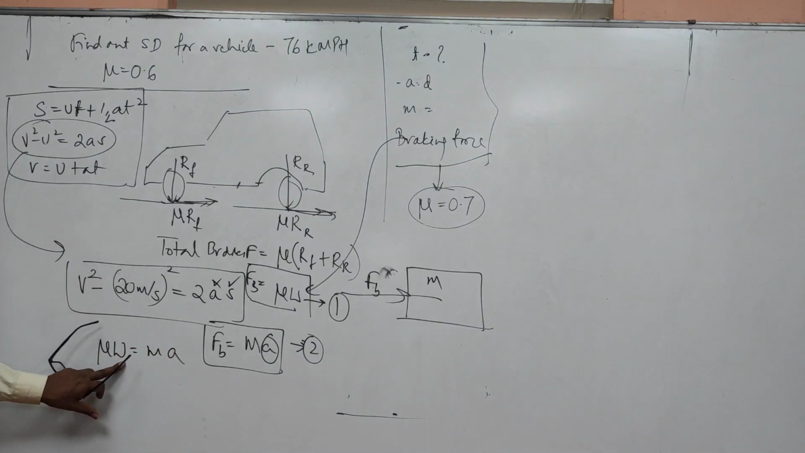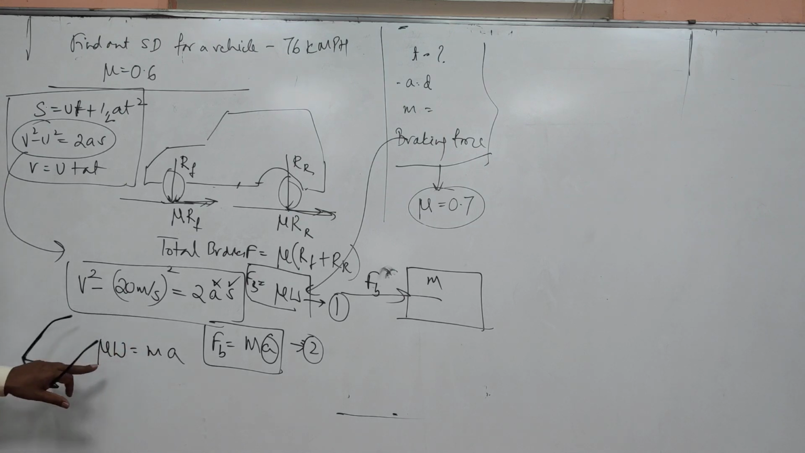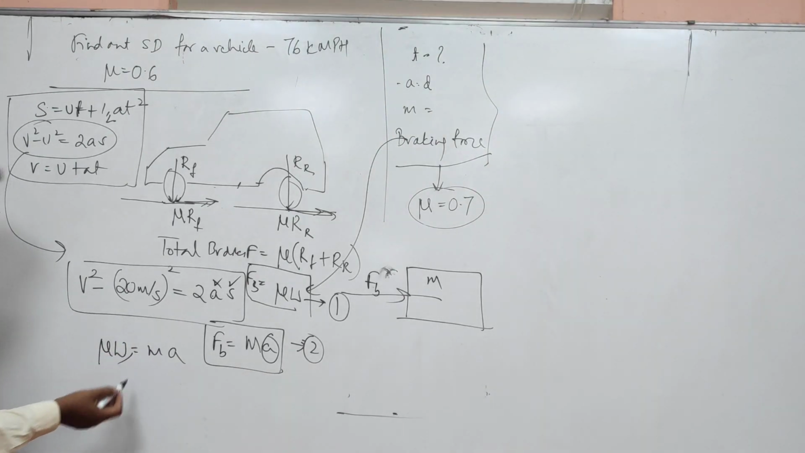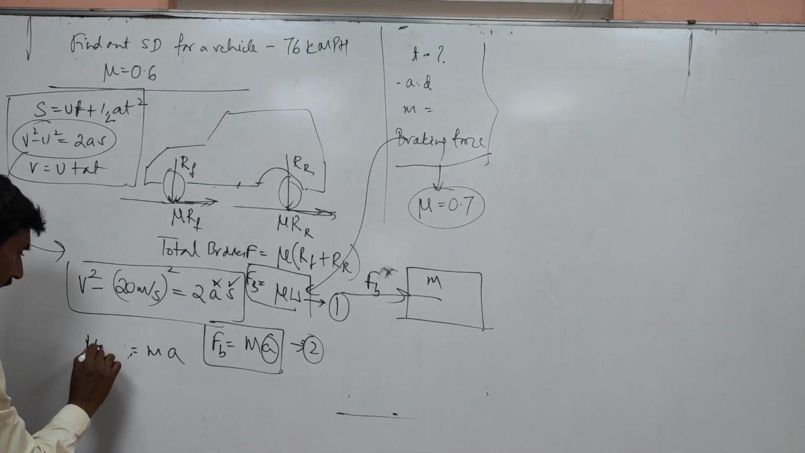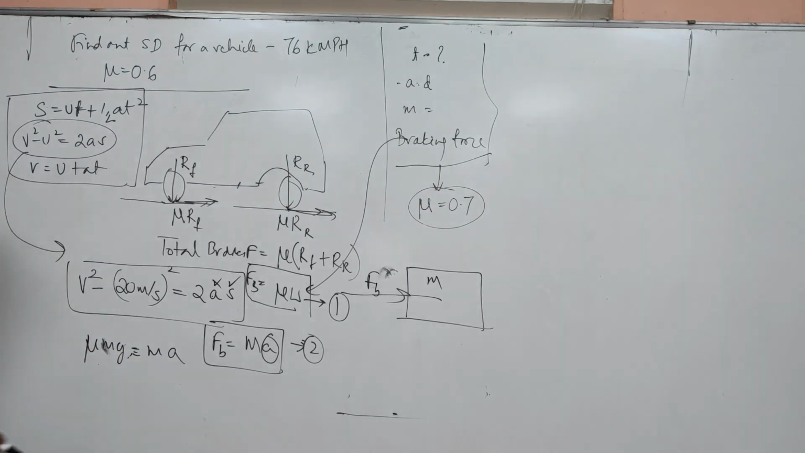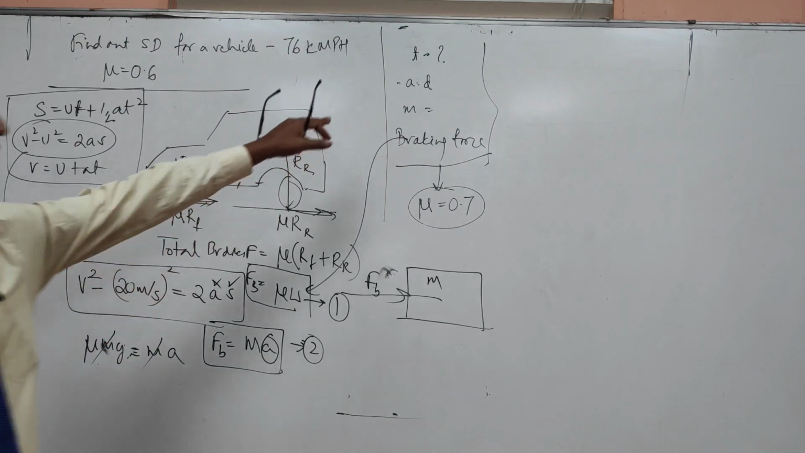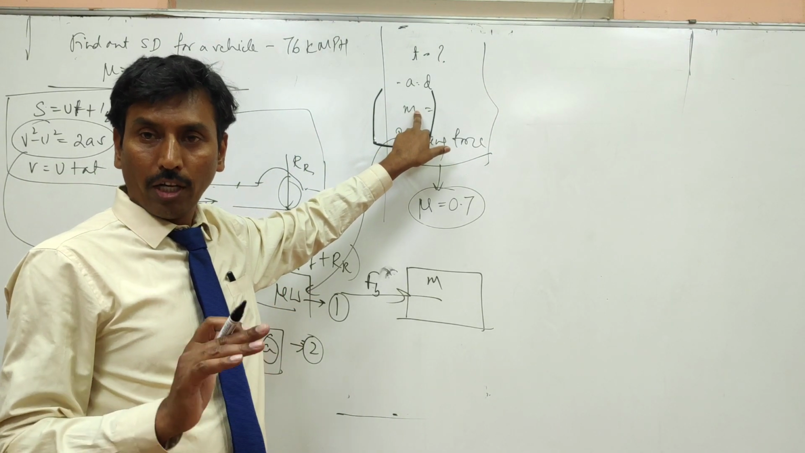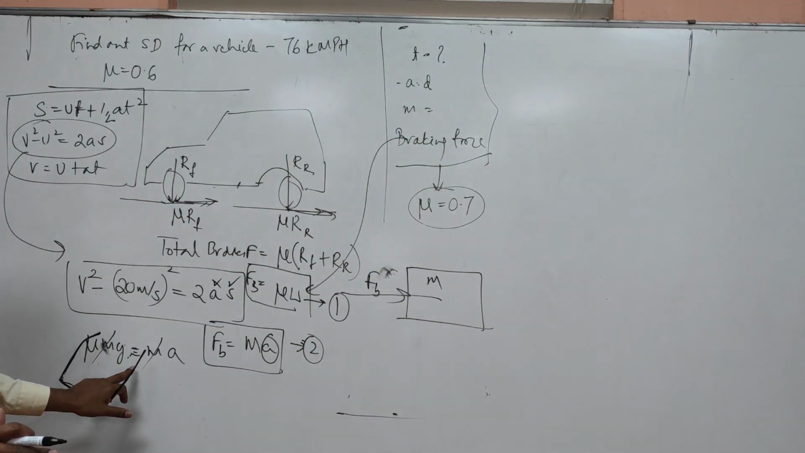You know the difference between mass and weight? If you multiply m into g, it becomes weight. So W itself is mass into gravity, mg. Here this m and m get cancelled, which means that we don't need the mass of the vehicle at all. We can solve for the stopping distance without even trying to know the mass of the vehicle.